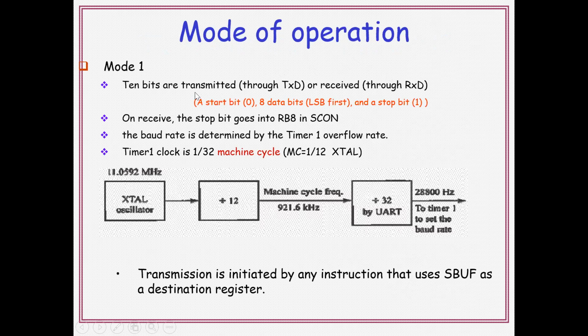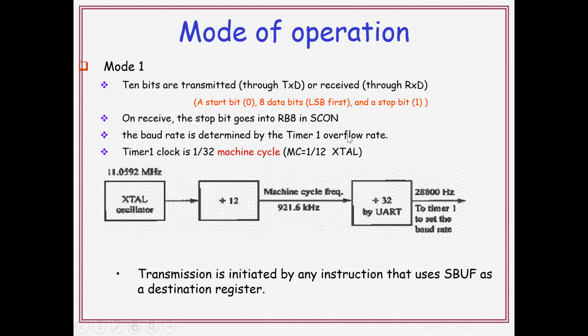Mode 1. We already discussed that in mode 1, 10 bits are transmitted as well as received. In that 10 bits, transmission is through TxD and receiving is through RxD only. So 10 bits: one start bit, always 0, 8 data bits, LSB first, and one stop bit. This is the format in mode 1. On receiving, the stop bit, which is 1, is automatically copied into RB8 in the SCON register. The baud rate is determined by the timer 1 overflow rate.